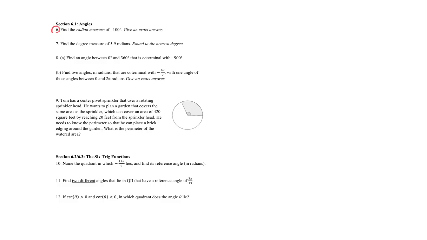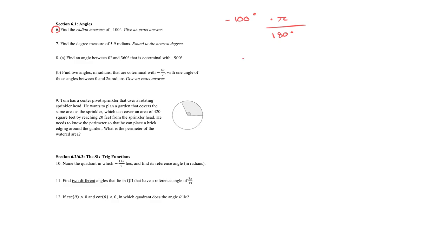Okay, number 6, we're going to find the radian measure of negative 100 degrees, and we're going to give an exact answer. So to go from degrees to radians, you're going to multiply it by pi over 180. And I always just remember radians has pi, so you multiply by pi, sort of like a dimensional analysis where you're saying that there's negative 100 degrees times pi radians per 180 degrees. That way you can kind of imagine canceling out the degrees, if that helps sort of reason things.